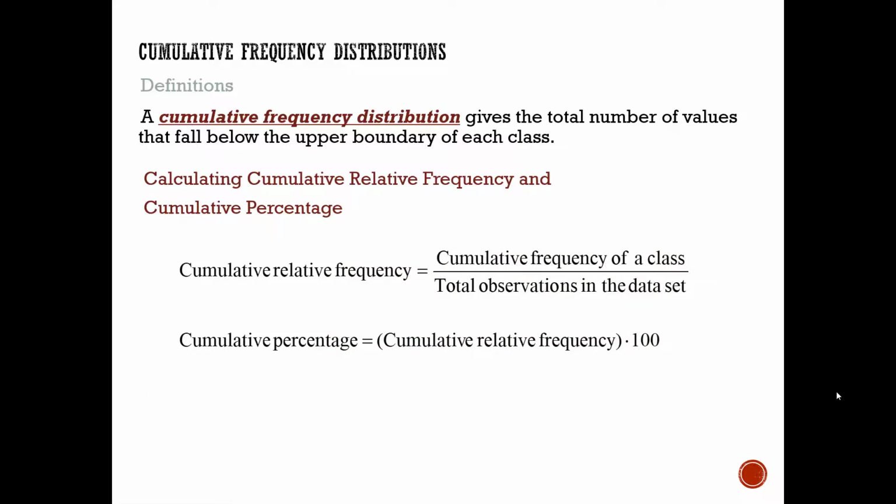Now we've got one more type of table to learn. This one is called a cumulative frequency distribution. A cumulative frequency distribution gives us the total number of values that fall below the upper boundary of each class in our table. So when we calculate it, we have to add all of the categories that come before the category that we're interested in, add them up, and divide it by the total observations in the data set.